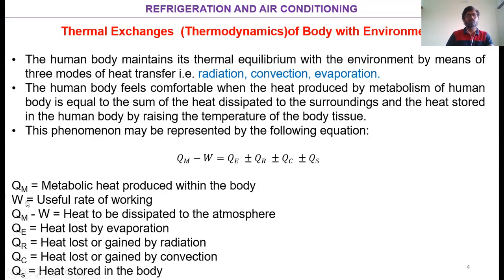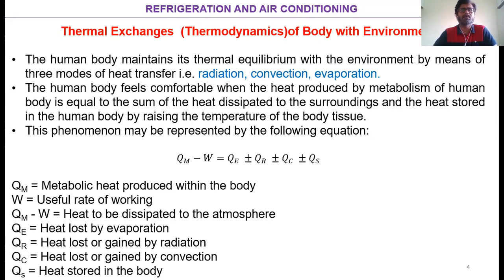So what are those? QE, the heat lost by evaporation, means whatever sweating we have on our skin due to some physical activity, which will be dissipated to the surroundings by evaporation. Surrounding air will come in contact with the skin surface and will take out that moisture, the sweat present on your skin. So there will be a change of phase. It is the latent heat which is transferred to the surroundings. That's why it is the heat lost by evaporation.